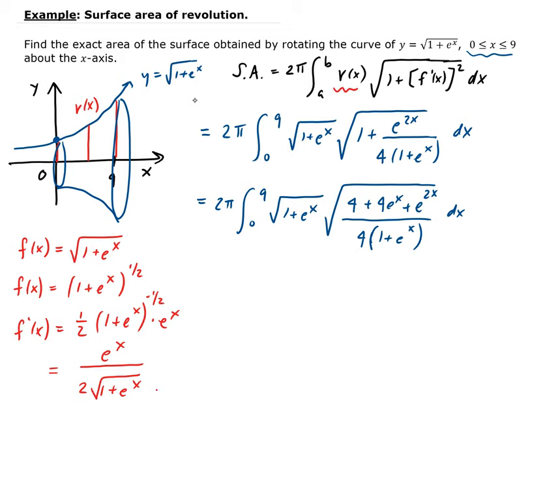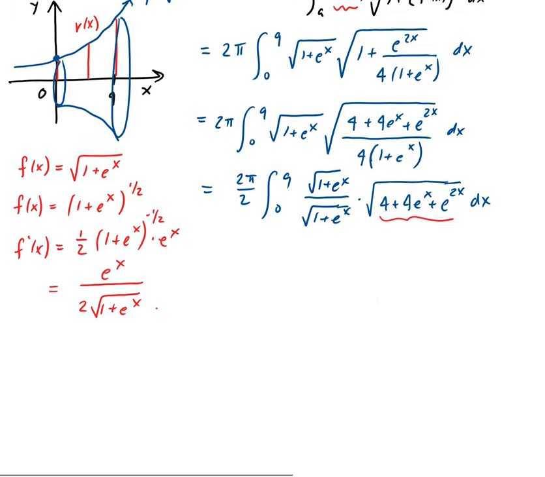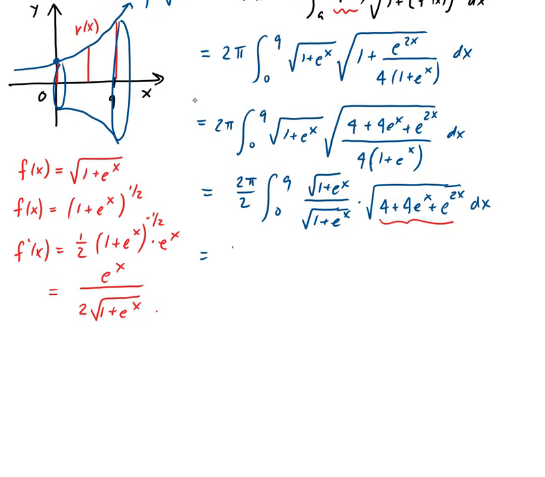Now we have the square root of 1/4, and we can take that out. That's going to give us 1/2, and that's going to leave us with a 1 over the square root of 1 plus e to the x. So we have 2 pi over 2 times the square root of 1 plus e to the x over the square root of 1 plus e to the x, times the square root of 4 plus 4e to the x plus e to the 2x. This part turns out we can factor into a perfect square. Before we do that, let's simplify. So we have pi times the integral from 0 to 9. This is just 1.